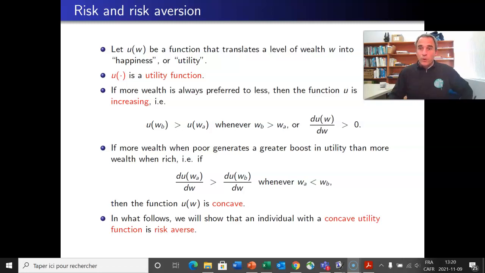So in what follows, we want U to be a concave and strictly increasing utility function, and we will show graphically that concave utility means risk aversion.